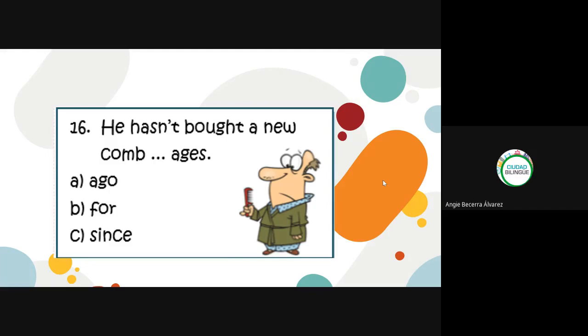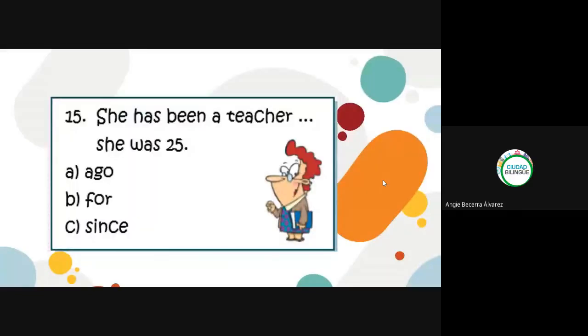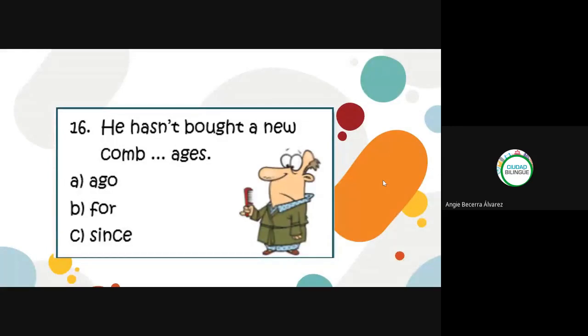Okay, guys. Here is for. Yes. En este caso es for porque estamos hablando de años, ¿ok? Cuando dice ages, son por años. Él no ha comprado un nuevo peine o una nueva peineta por años, ¿ok? For ages. Ok, perfect. Aquí no puede ser ago porque estamos hablando de presente perfecto. Recuerden que ago solo lo utilizamos ¿en qué tiempo? En pasado simple. Entonces ahí tienen que haberlo descartado. Cuando hablemos de have y el verbo en pasado participio, descarten el ago. Como son ages, estamos hablando de años, contable, también descartamos a since. Entonces sería for.